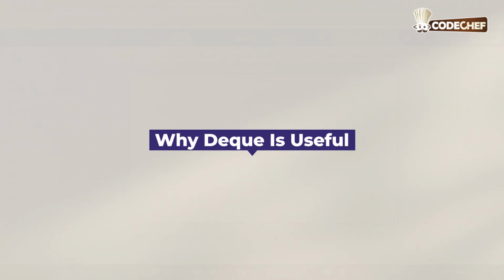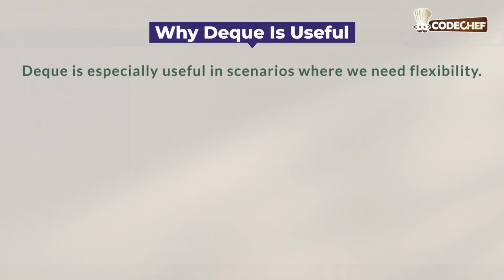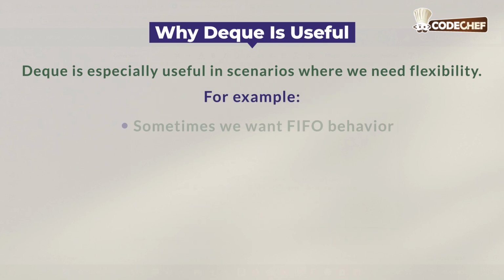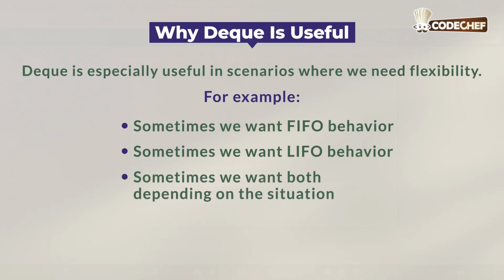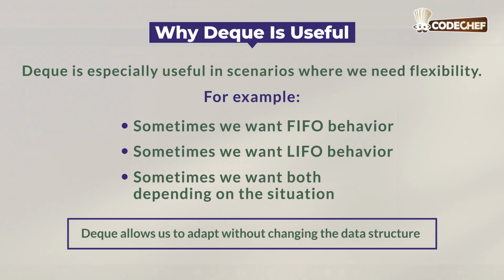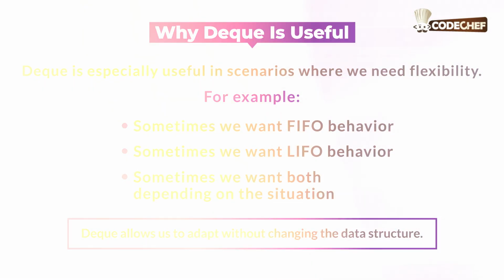Why is Deque useful? Deque is especially useful in scenarios where we need flexibility. For example, sometimes we want first in first out behavior. Sometimes we want last in first out behavior. Sometimes we want both, depending on the situation. Deque allows us to adapt without changing the data structure.